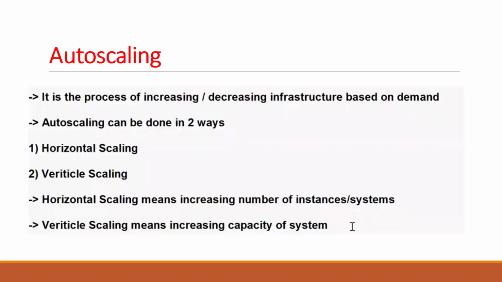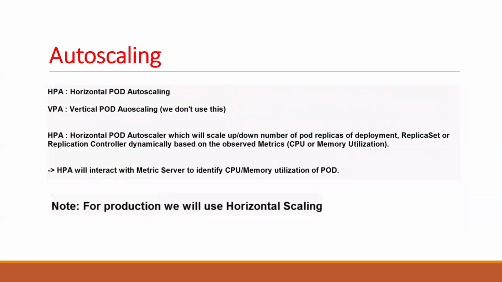Practical. So auto scaling is the process of increasing and decreasing infrastructure based on the demand. Auto scaling can be done in two ways: horizontal scaling and vertical scaling. Horizontal scaling means increasing the number of instances. Vertical scaling means increasing the capacity of the system. HPA, horizontal pod autoscaling, and vertical pod autoscaling.